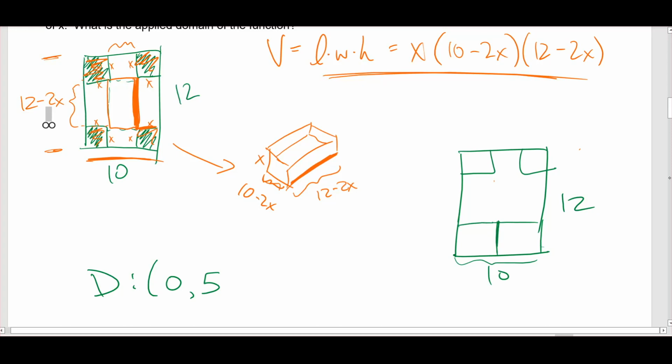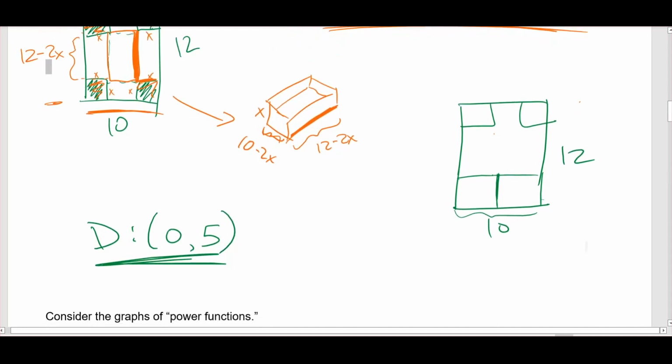So that's not going to be a box. So we would not want to include 5. So hopefully that made sense. We've got to think about the physical context that we're trying to model here. So be careful with these.